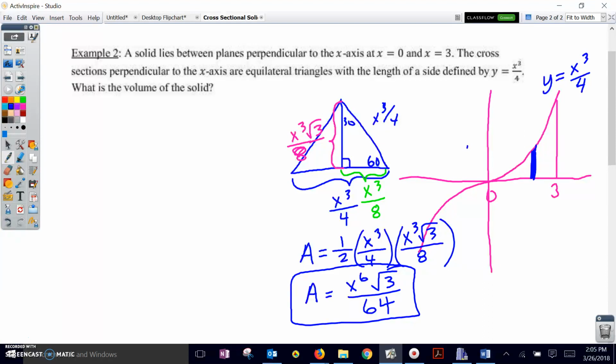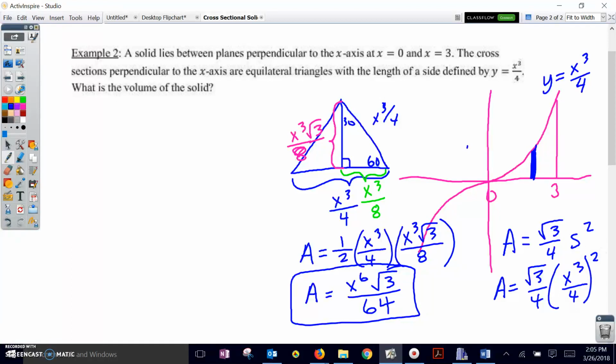Little side note here, there is a handy formula for the area of an equilateral triangle, any equilateral triangle, that I myself frequently use. Pretty much any time I have an equilateral triangle and I know the length of the side, no matter what, the area of the equilateral triangle is the square root of 3 over 4 times the length of the side squared. If I did the area that way in this problem, it would just be the area equals root 3 over 4 times x to the third over 4, the quantity squared, which gives you the same area that we found the other way, except a lot quicker and more efficiently.